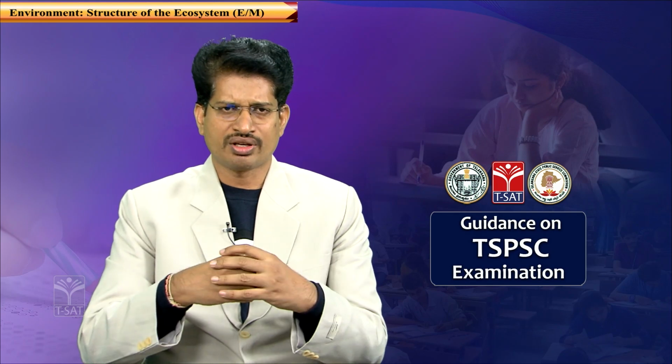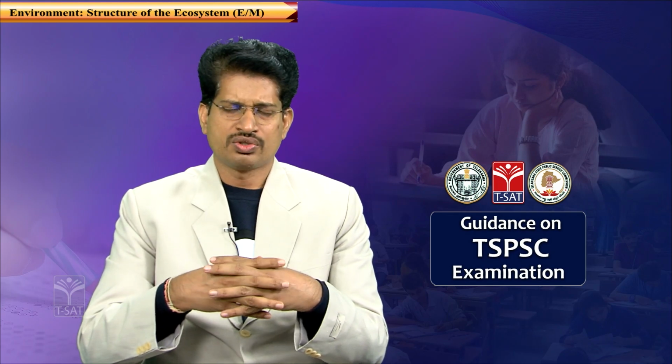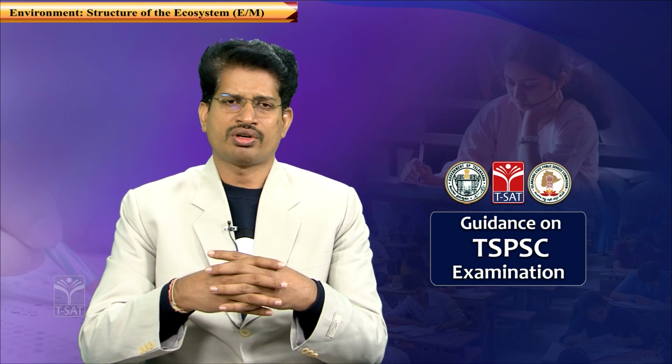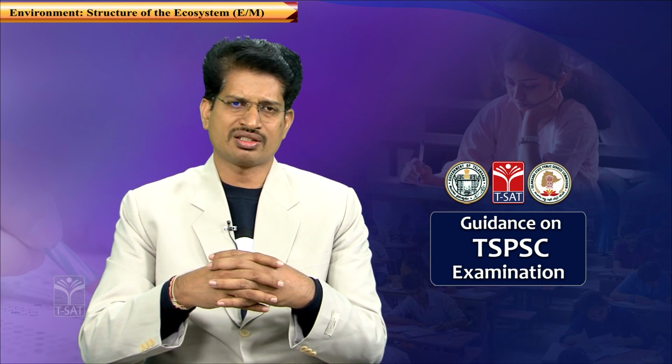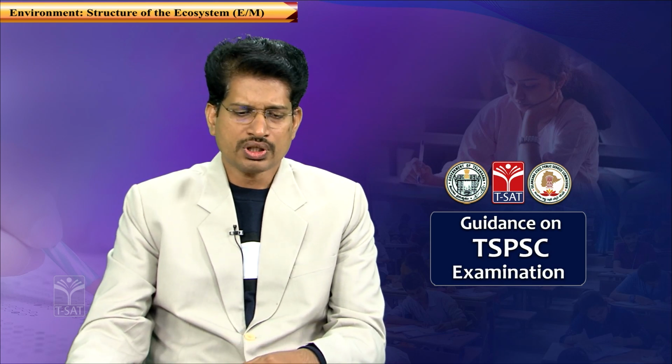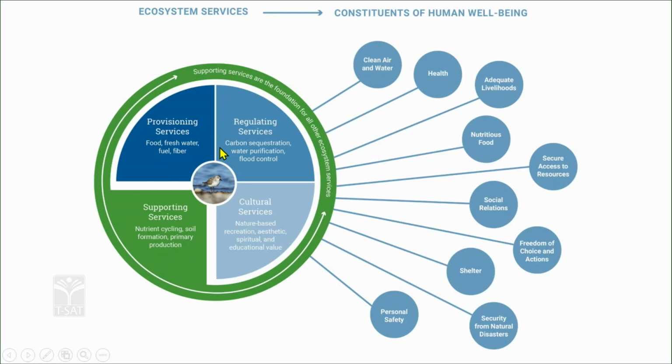So for the survival of any organism, the ecosystem is providing food to us, without which the survival of any kind of species in an ecosystem doesn't happen. This is a service being provided by the ecosystem. Next is the regulating services, for example, carbon sequestration, water purification and flood control. For example, carbon sequestration. What do you mean by carbon sequestration? It is a kind of service being provided by this ecosystem.